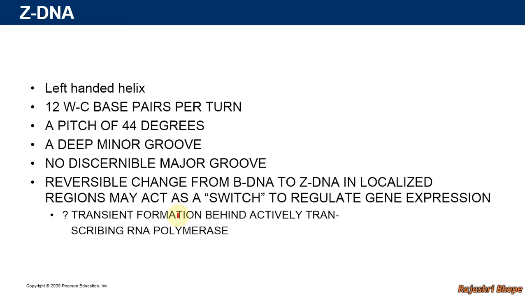Then the zDNA. zDNA is a left-handed helix. 12 base pairs per turn are present. Pitch is 44 degrees. Pitch means, in one turn, what is the angle. Minor groove is deep, no discernible major groove. Reversible changes from bDNA to zDNA in localized regions may act as a switch to regulate gene expression.